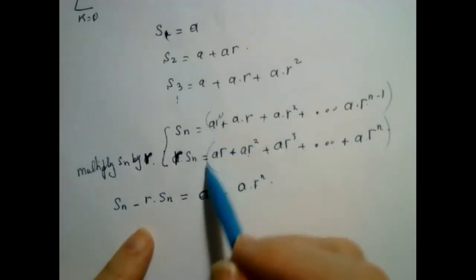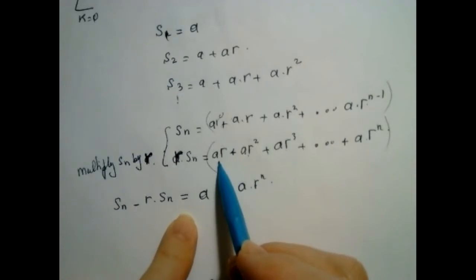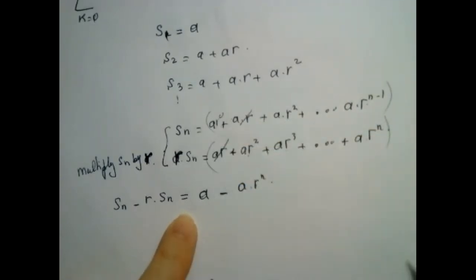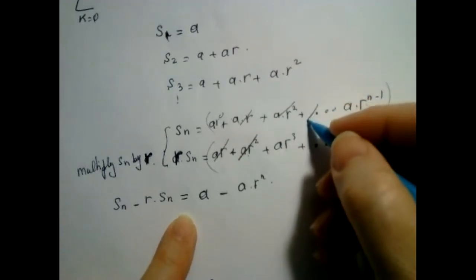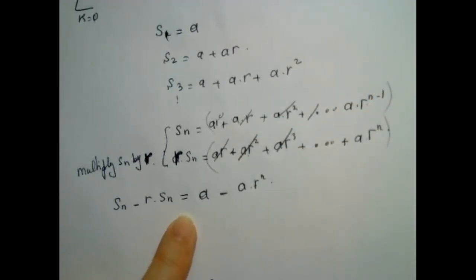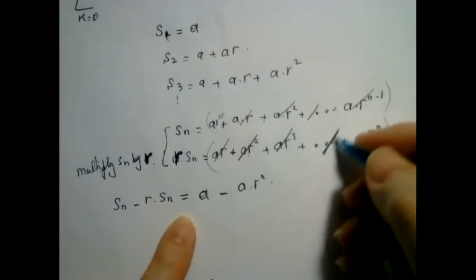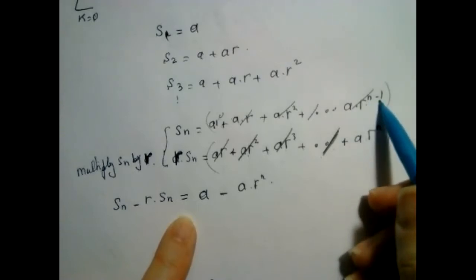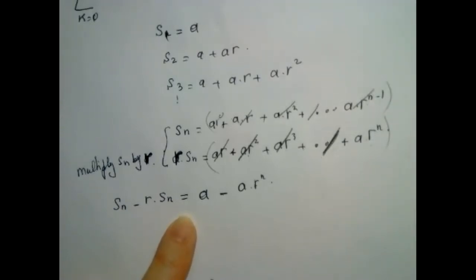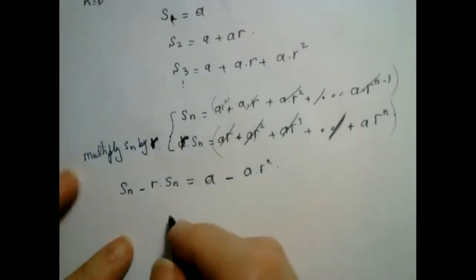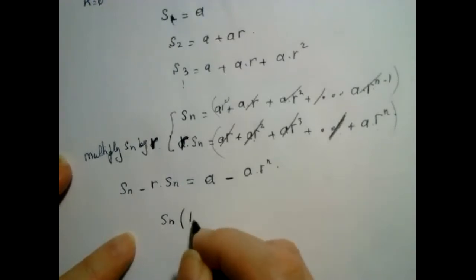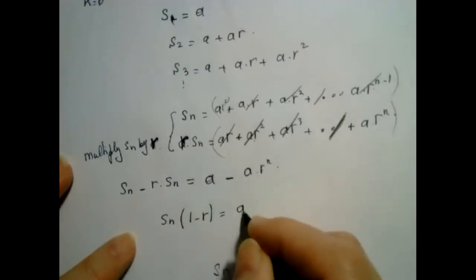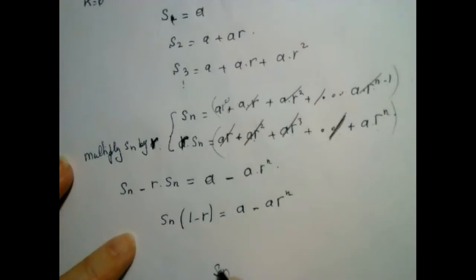Watch what's happening. I'm subtracting them. A R minus A R cancel each other out. A R squared cancels each other out. A R cubed will cancel each other out. And then A R^(n-1) is going to cancel out with the term that comes before, because the term that comes before A R^n is A R^(n-1). For this last one, there is nothing to cancel it, so I will get A R^n. As I said, it's a very good trick. Now I'm going to factor out Sn, get Sn times (1 minus R) equal A minus A R^n.